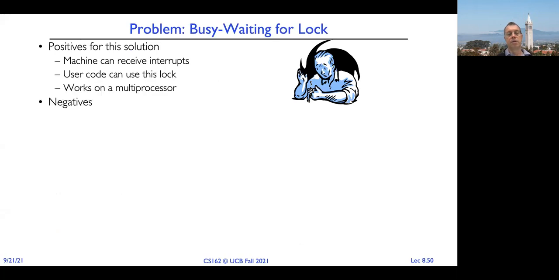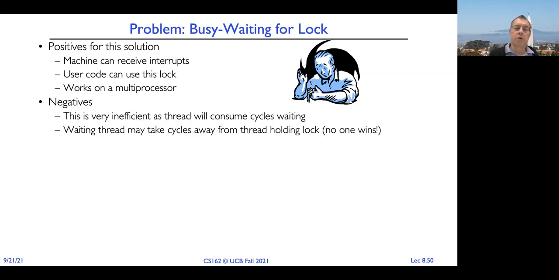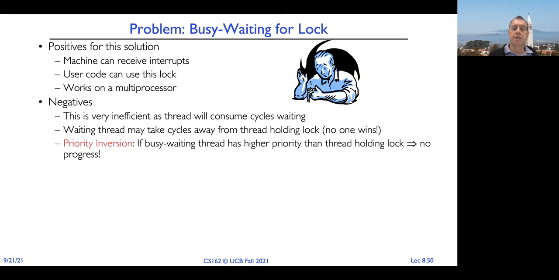Okay, so the problem is busy waiting. Of course, busy waiting, again, is a correct implementation. The machine can still receive interrupts. The user code can still use a lock, and it works on multiprocessors, all positives. But of course, you don't want this busy waiting. It's inefficient, and it can also result in what we call priority inversion, right? If the busy waiting thread has a higher priority than the thread holding the lock. So this is another way to think about it.